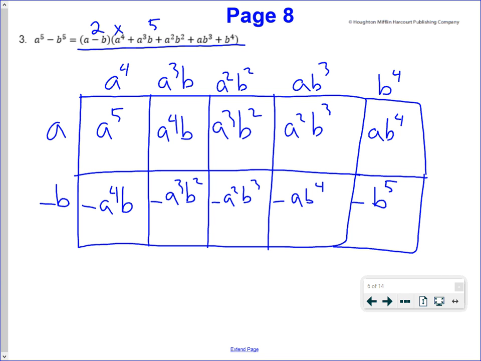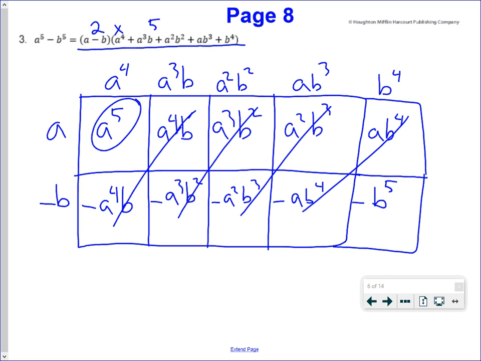And what we can see, it's actually kind of cool with this box, is that all these diagonals end up canceling. If you add them together, they give you 0. A to the 4th times b, added with a negative a to the 4th b gives you 0. A cubed b squared plus negative a cubed b squared gives you 0. A squared b cubed plus negative a squared b cubed gives you 0. And a b to the 4th plus negative a b to the 4th also gives you 0. All those canceled out.